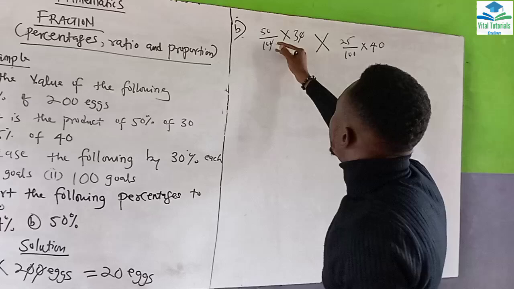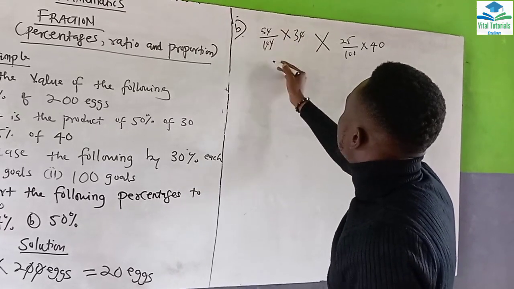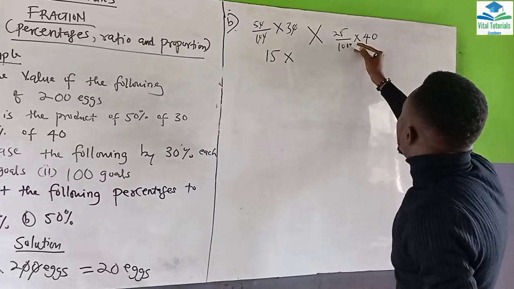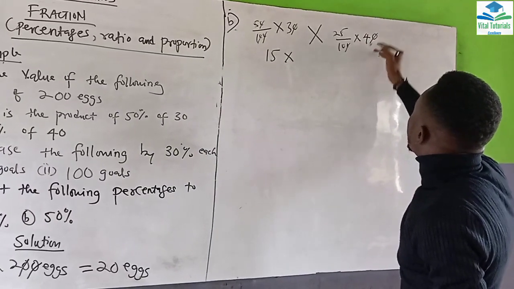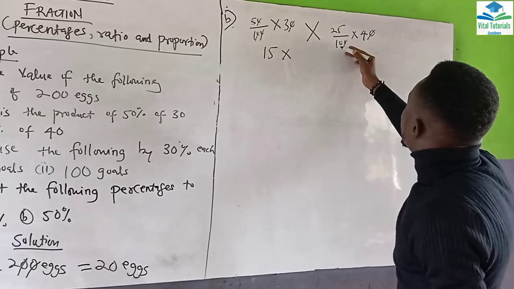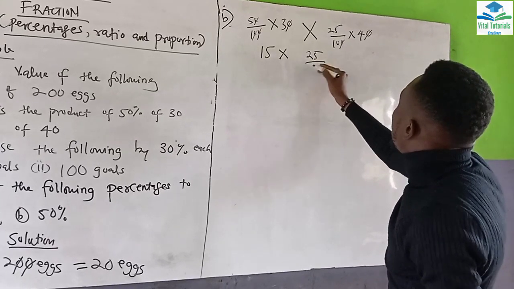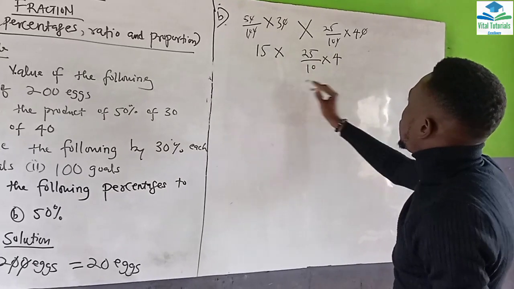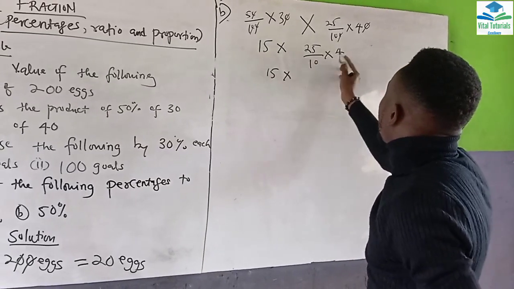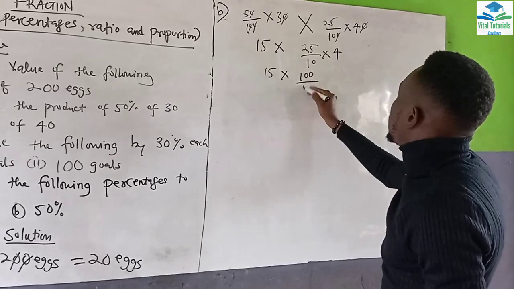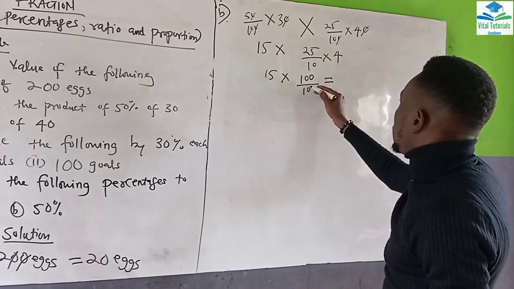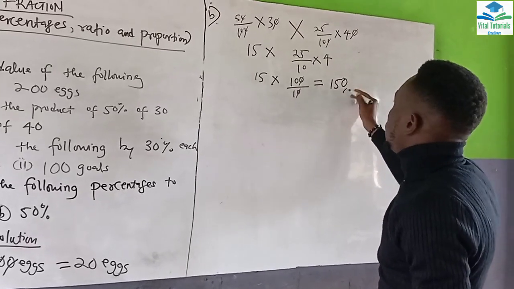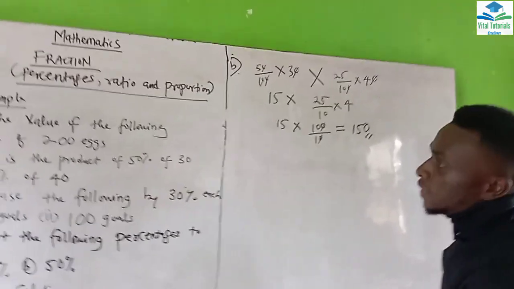Now, I think we can take off the zeros. This 0 here can remove this 0. This 0 remove this 0. What you have here is 5 times 3, which will give you 15. This 0 can take off this 0. Now you have, what do you have here? You have 25 over 10 times 4. This 25 times 4 is going to give you 100 over this 10 here. Now this 0 takes off this 0. 15 times 10 is 150. Therefore, 150 is the answer.